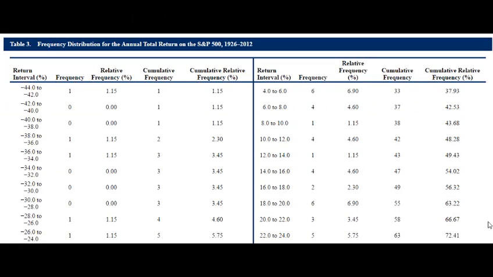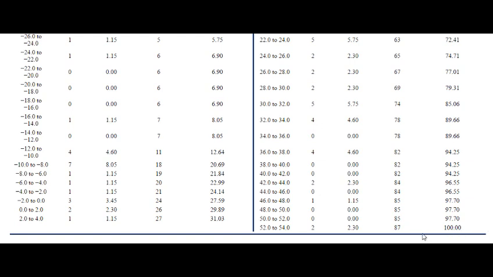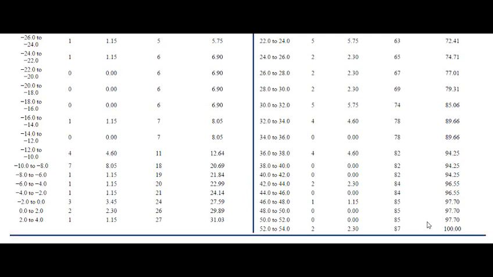Okay, this is just a quick screen grab from the CFA curriculum. You can see this is a frequency distribution for the annual total returns on the S&P 500 from 1926 to 2012. So the first thing we have to ask is, from 1926 to 2012, how many years was that? The way we do that is 2012 minus 1926 plus 1, and that is 87 years. So we're going to have 87 data points, 87 frequencies, and 87 divided by 87 is 100%.